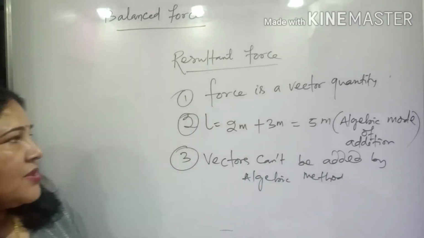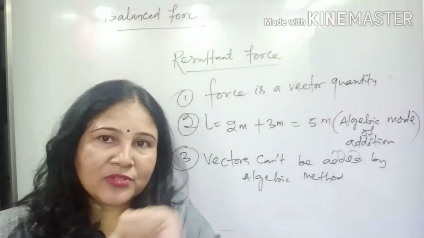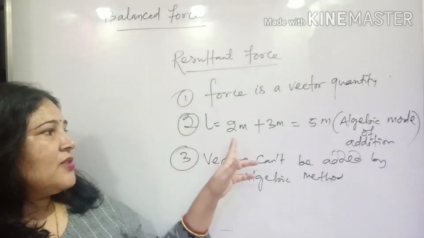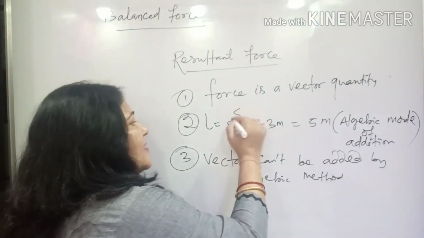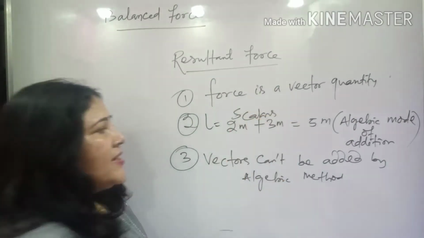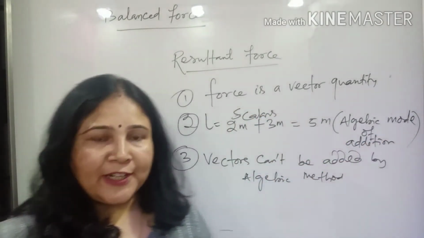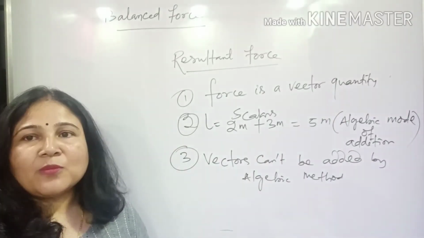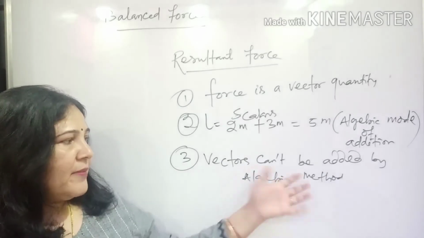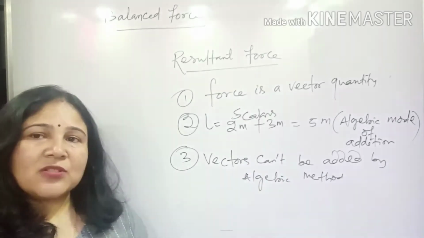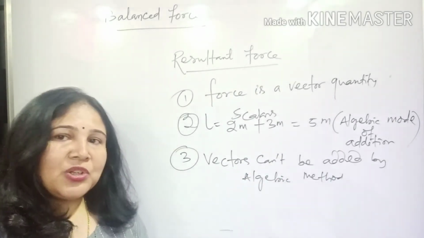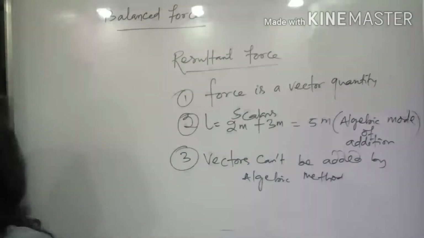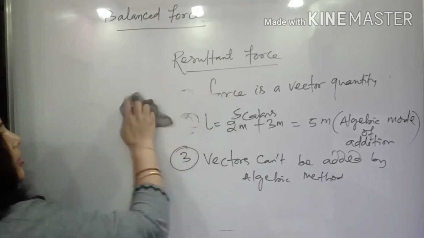So we understood these three points. First, force is a vector quantity. Second, scalar quantities can be added by the algebraic mode of addition, whereas vectors cannot; they are added by the geometric method, called the vector addition method. These are the three basic things we should know about force. Now we'll discuss what resultant force is.